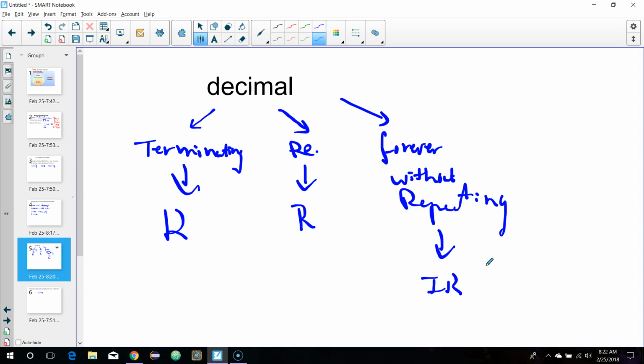So the key to that is, when they ask you this question, they'll give you a decimal and they may say, is it rational or irrational? The basic idea is you look at whether it's terminating or repeating. If it is, rational. If it is not, it goes on forever, non-repeating, irrational numbers. Okay, so hopefully that will help.